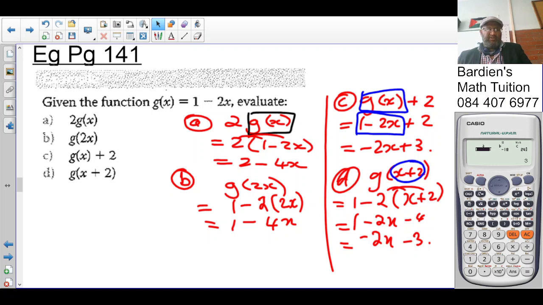For homework, I would like you guys to do exercise 7.2, and this is on page 142. So the first part of tomorrow's lesson, before I answer the questions, please remind me I must first do the second example on functional notation. Okay.